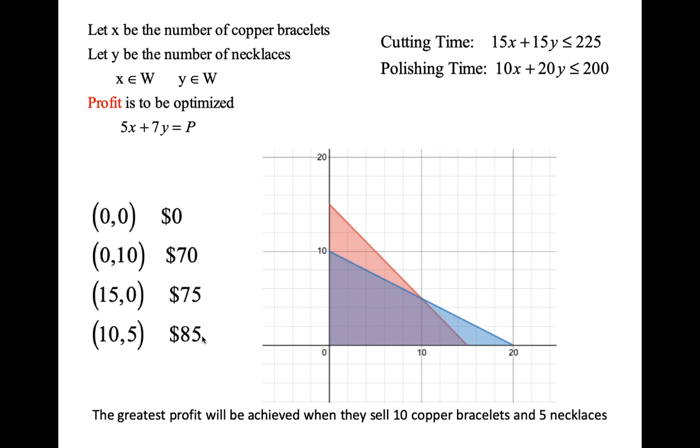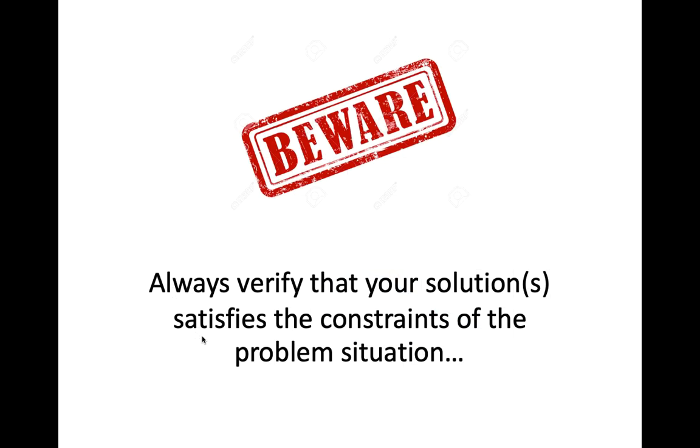So I finish by saying that the greatest profit will be achieved when they sell 10 copper bracelets and 5 necklaces. So just a couple of things as you look at these types of questions. Whenever you get your solution, it's always a good idea to make sure that your solution is within the constraints of the problem situation. In our case, it's pretty clear. We've been careful about our graphing and so on. We're fine. But every once in a while, you may find as you go through some of the questions that it becomes something that does not exist in the original constraints. So be careful of that.